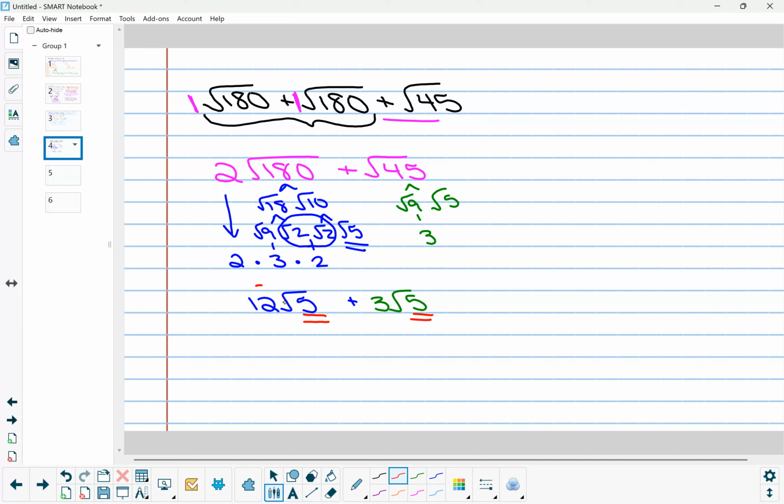So all I'm going to do is add or subtract based on my signs. So 12 plus 3 is 15 radical 5. Okay? That's how I would do that guy.